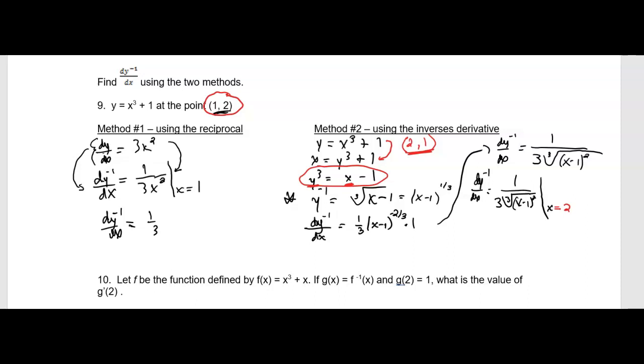When we do that, we better get the exact same answer, and we will. We would get 1 on top, we get that 3. And then when you take this 2 and plug it in here, you would get 1 squared, which is 1. Cube root of 1 is 1. We would still get 1/3 as our answer. Same thing that we got over here.